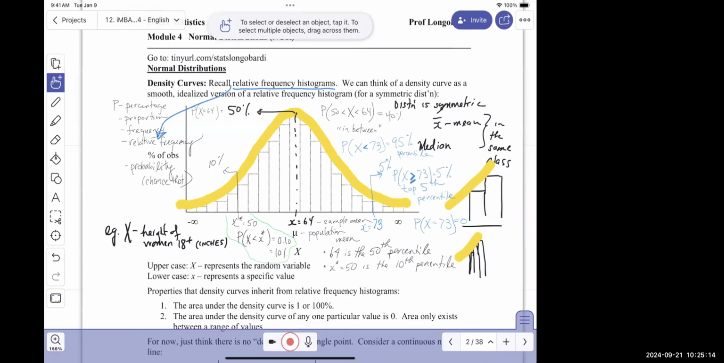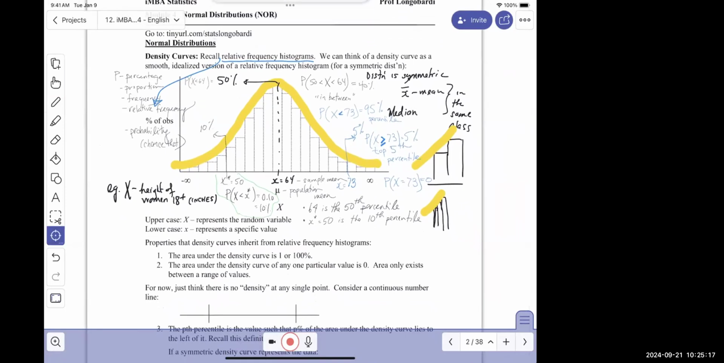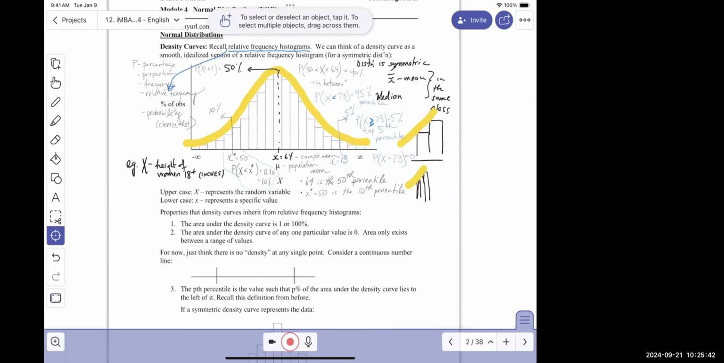All right, so most of you guys didn't know that, but that's right here in the notes. It says, to review, the area under the density curve is 1 or 100%. The area under the density curve of any one particular value is 0. Area only exists between a range of values. Just think that there's no density at a single point. Consider the number line here.